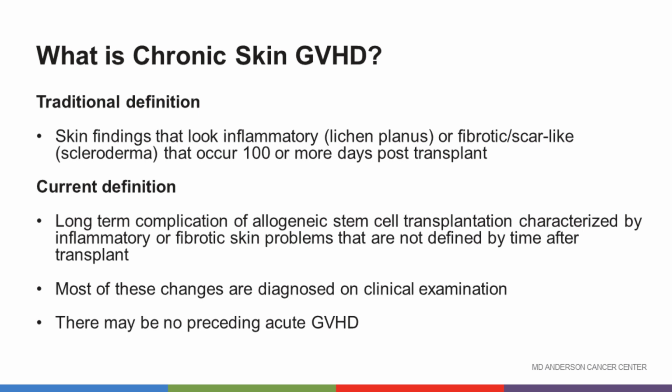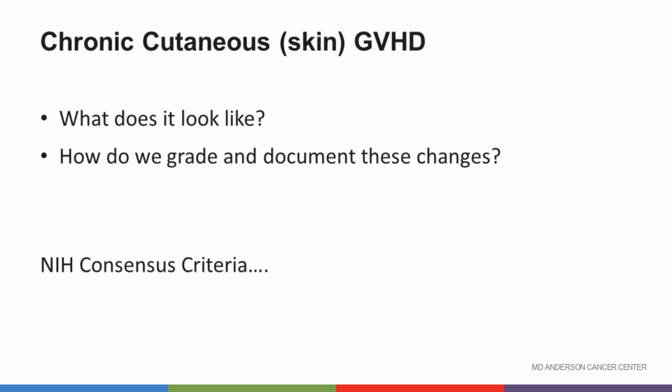And it used to be thought that this only occurred 100 or more days post-transplant. Our current definition of skin GVHD is that it's a long-term complication of stem cell transplantation characterized by inflammatory or fibrotic skin problems, but we no longer define it by 100 days after transplant. You can get chronic skin GVH before 100 days. Most of these changes can be diagnosed just by clinical examination, and there may be no preceding acute GVHD prior to the onset of chronic GVHD.